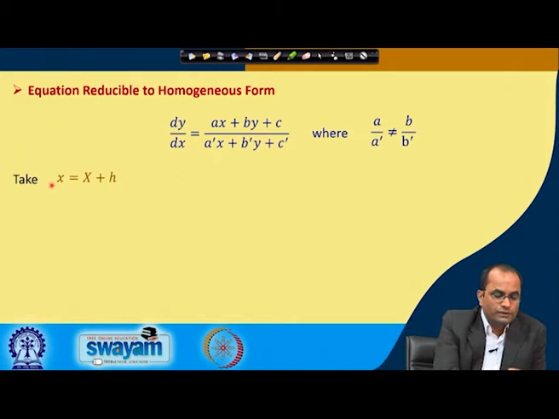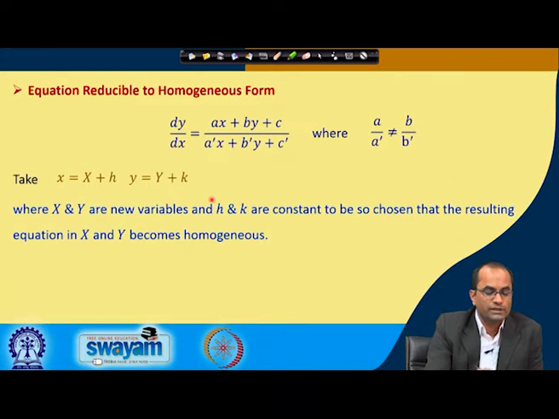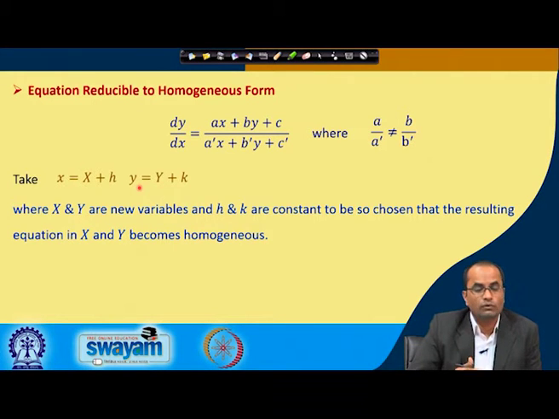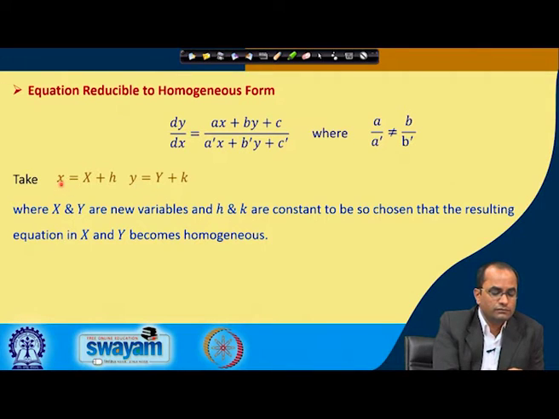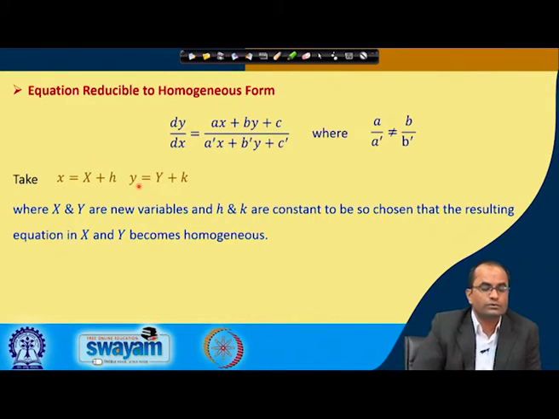So, what we do, we take the substitution that x is equal to big X plus h, and y is equal to big Y plus k as the new variables, big X and big Y. So, now our independent variable we are changing to X plus h, and the dependent variable also as Y plus k.